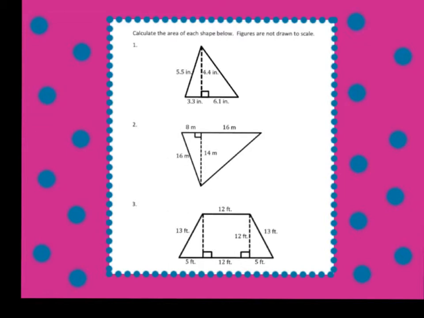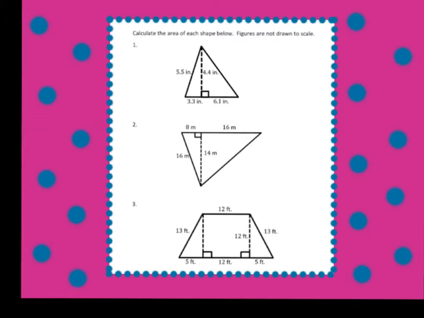What is the area formula for right triangles? The area formula of a right triangle is A equals 1/2 base times height, or A equals base times height divided by 2. How do we know that this formula is correct?